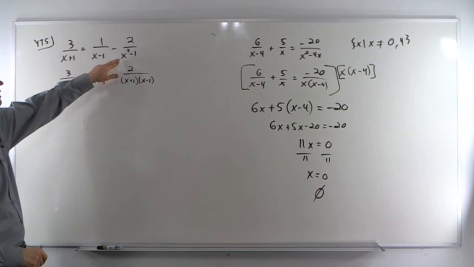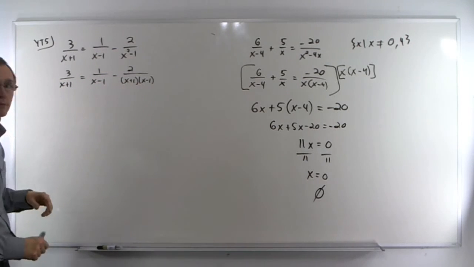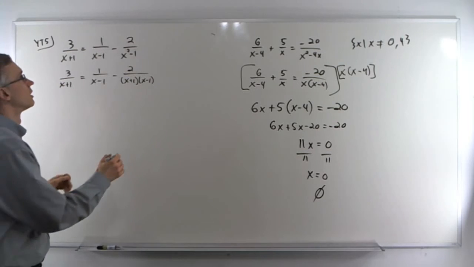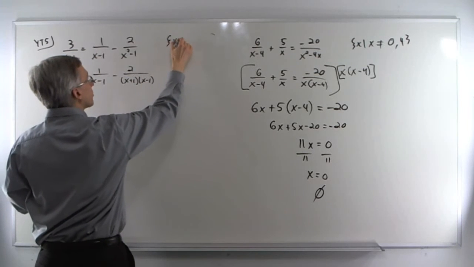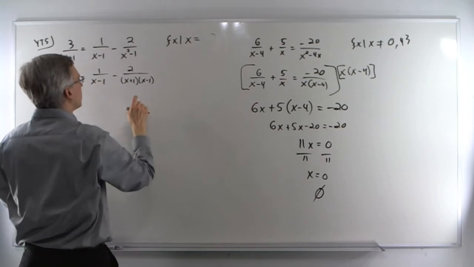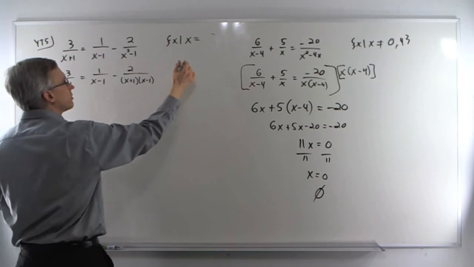So we'll start by factoring here. We have difference of squares. That factors into x plus 1, x minus 1. So that means the domain will be all real numbers except -1 and +1.